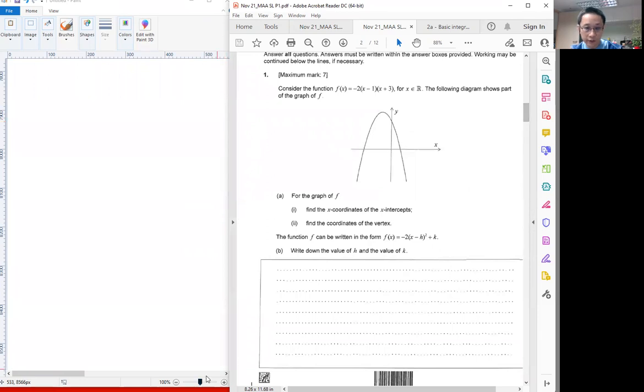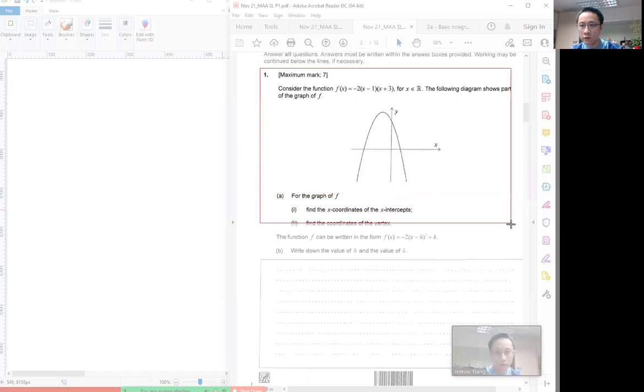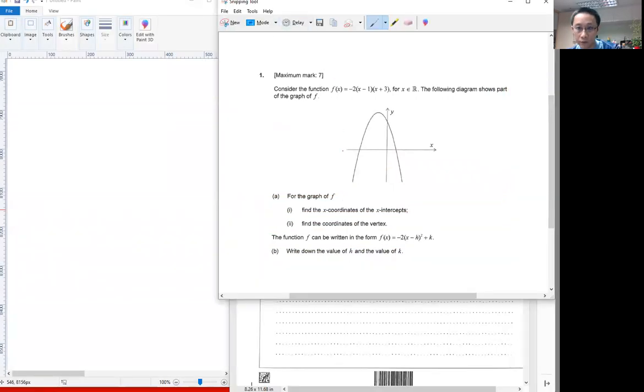Question 1 is a quadratic function question, which should be fairly straightforward. They give you the factorized version. For the graph of f, find the x coordinates of the x-intercepts. So basically, these are the roots, and you can find the roots by just setting the entire thing equal to 0. So we have x minus 1, x plus 3, I guess negative 2 in front as well, equal to 0. So x equals 1, or x equals negative 3.